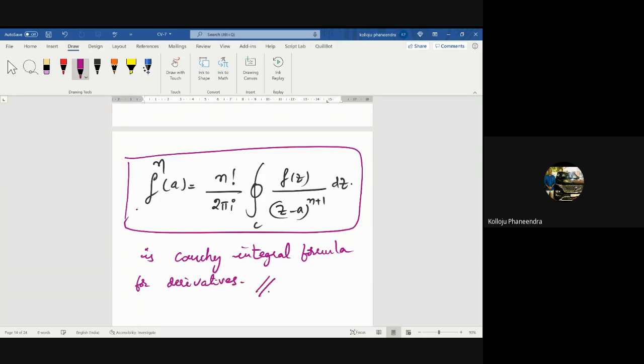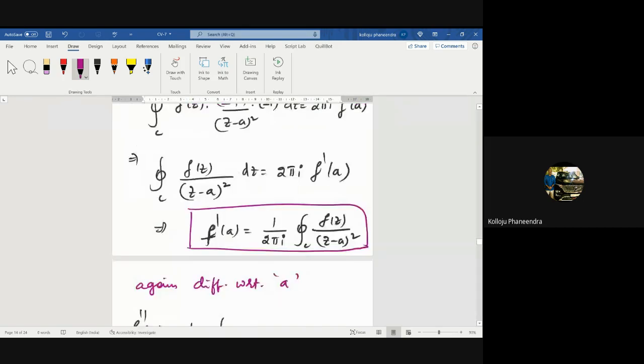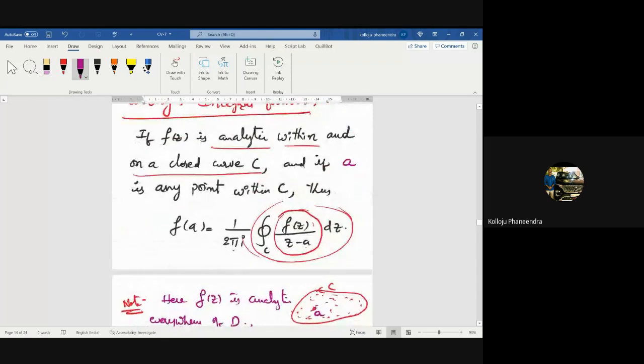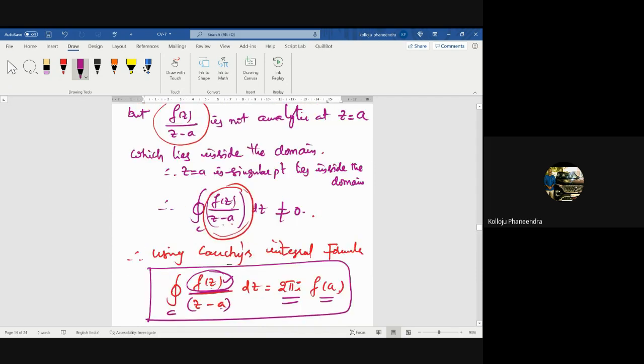Any doubts? Just once again, how to apply the Cauchy integral formula. The numerator function F of Z is analytic everywhere, and Z equal to A is an interior point. Then the integrand F of Z by Z minus A is not analytic in domain D at the point Z equal to A, because A is interior. Then the answer of this integration is 2 pi I into F of A, and the remaining derivative formulas.